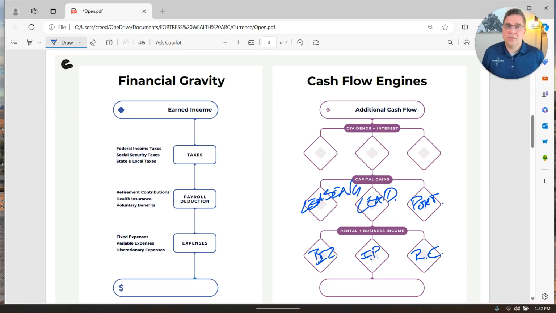Additional cash flow engines can be life insurance that's properly structured. The dividends that a life insurance policy will pay on an annual basis are exempt from income taxation. In addition to that, the cash buildup inside of the policy can also be leveraged to acquire additional assets. For some people, that's an appropriate use of the policy. But in addition to that, it's asset protection.